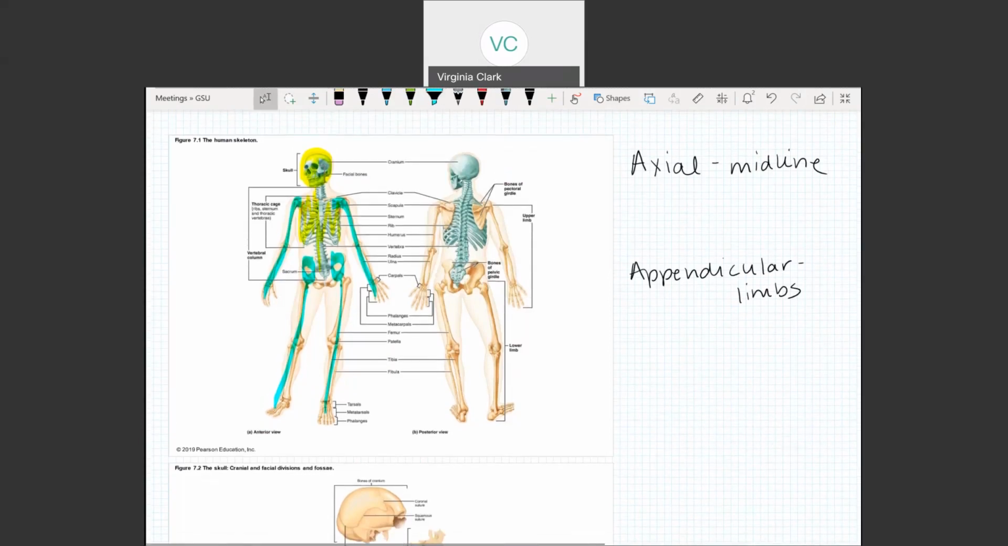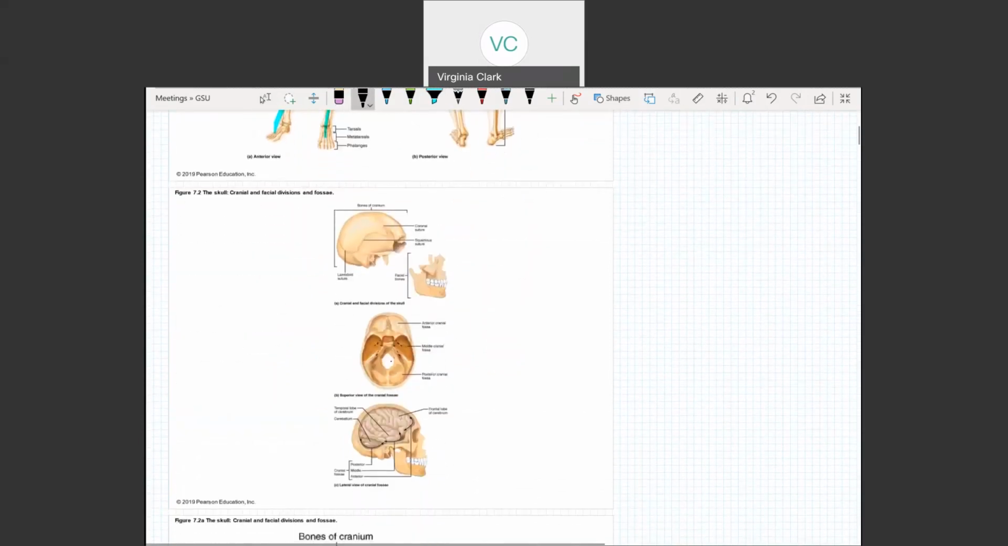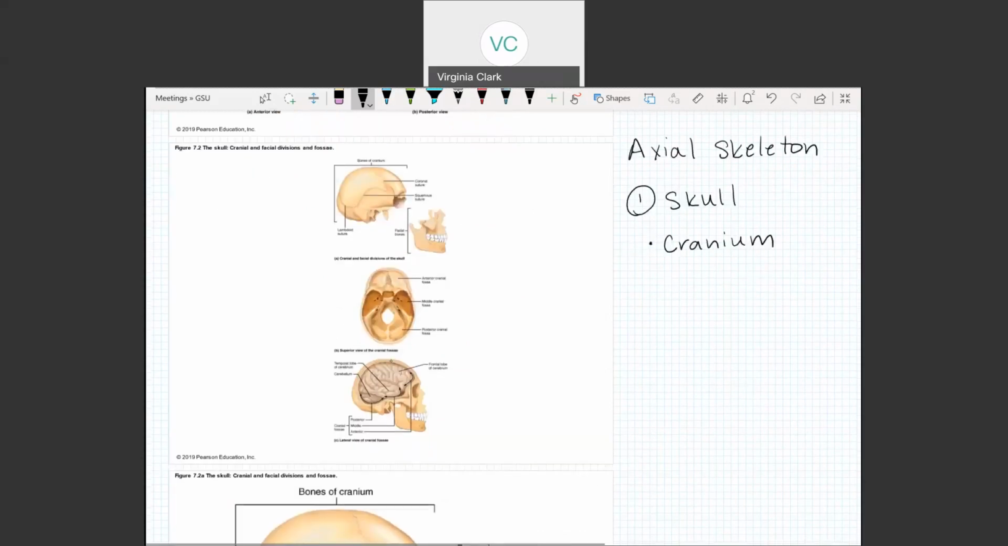When we're looking at our axial skeleton, it's going to be broken up into different areas. So we're going to focus on that first. The first area of our axial skeleton is going to be our skull. Within our skull, there are two parts to it. There's going to be our cranium, and there's going to be our facial region. But when we're talking about our cranium, it is made up of 8 bones.